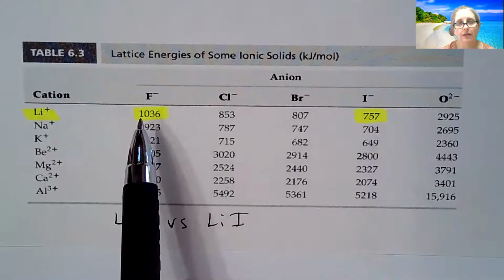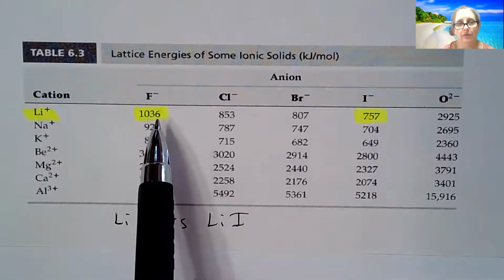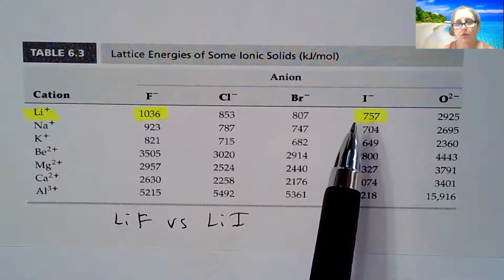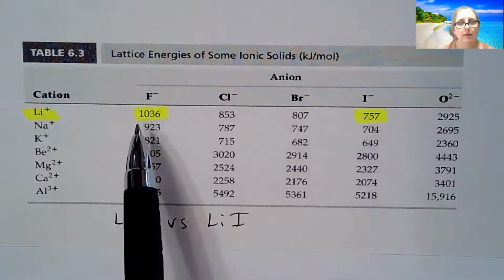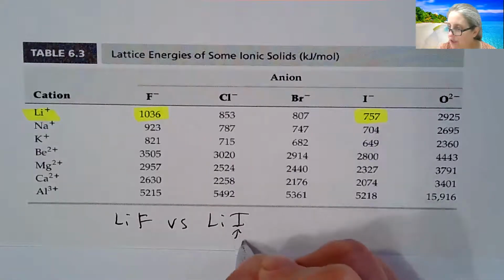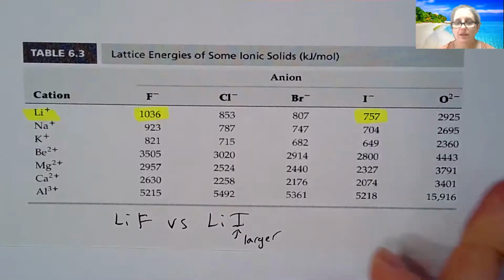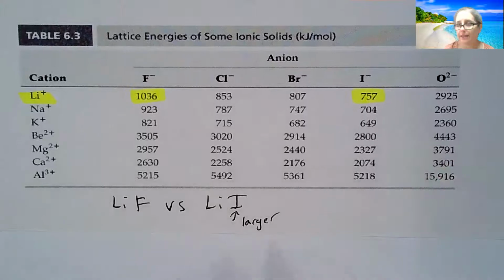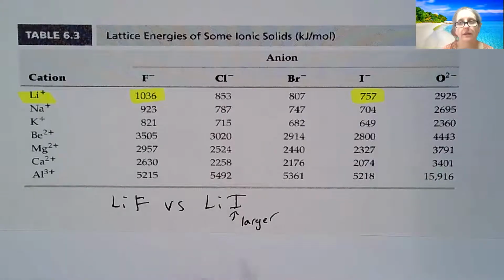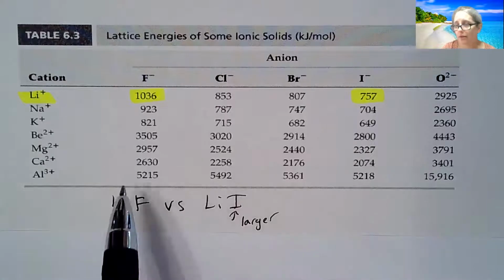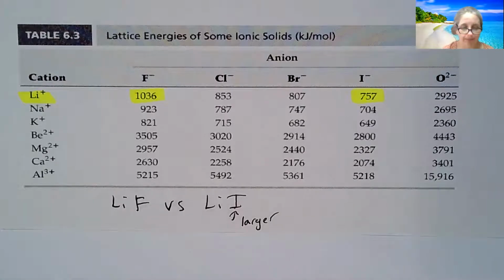So look at the amount of energy stored in lithium fluoride. It's 1036 versus lithium iodide, which is 757. The reason for that is iodine is larger. So the distance between the iodine and the lithium has got to be much bigger than it is between lithium and fluoride. And since we know Coulomb's law, if you have a shorter distance, you're going to have more energy or more attractive forces.